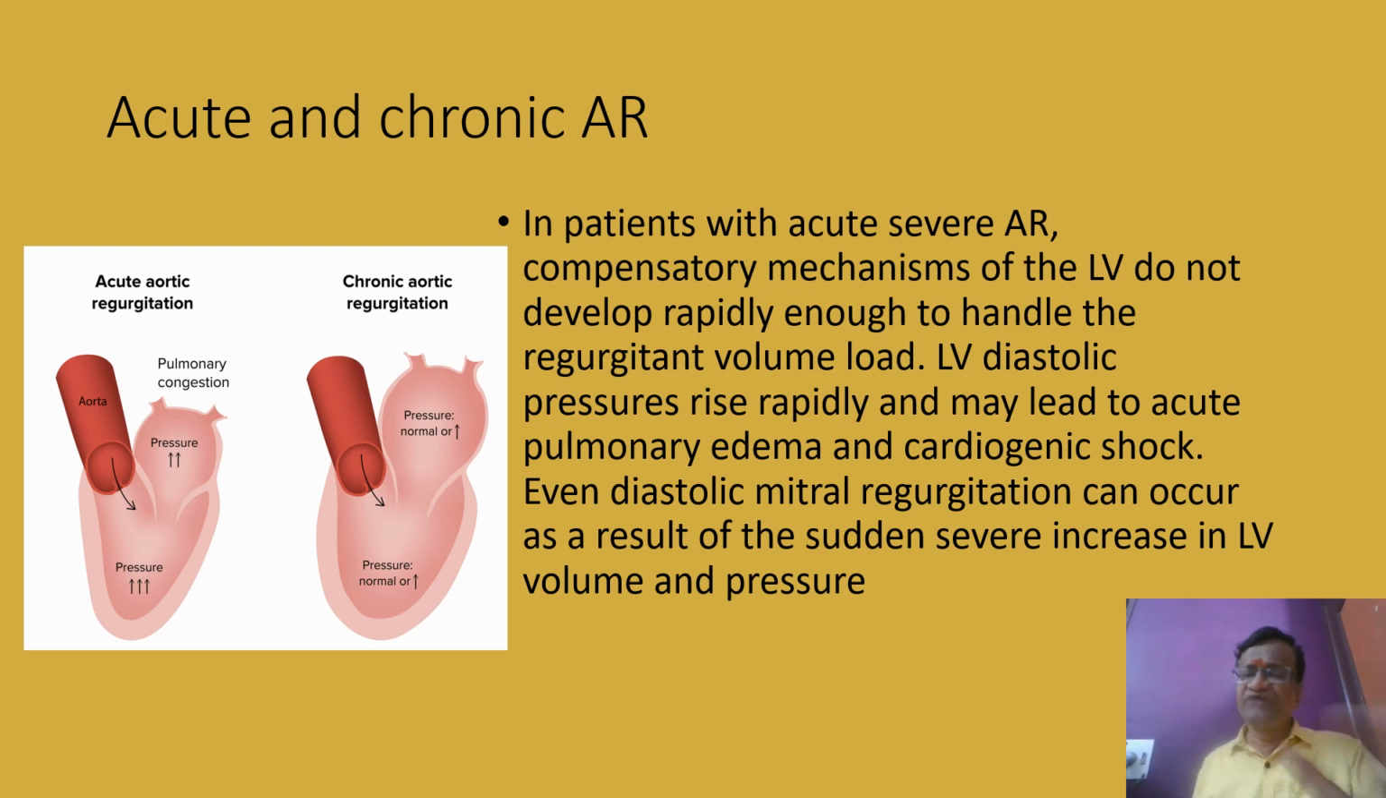There is a difference between acute and chronic. Now you see, in acute, the patient has infective endocarditis. The LV is not ready. The LV is not dilated like this. It is not thickened like this. So it transmits high pressure, and the patient develops acute pulmonary edema.